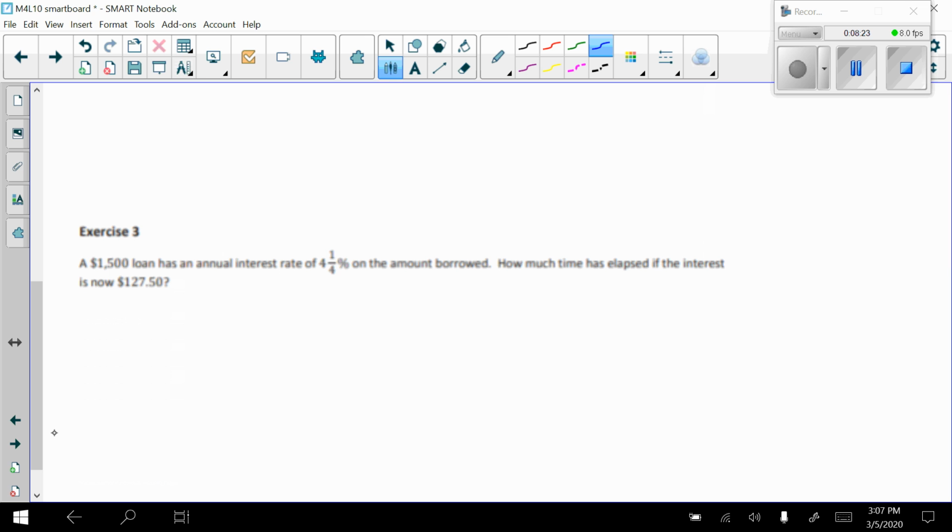Exercise 3. This one's talking about a loan. A $1,500 loan has an annual interest rate of 4.25% on the amount borrowed. So maybe they borrowed money to buy a car. That would be a very inexpensive car. A loan or an investment, to calculate, you use the same equation. All right, so go ahead, pause the video, and give this a try. Mark up your text first.